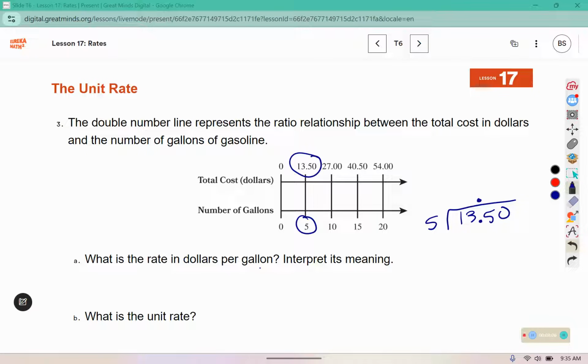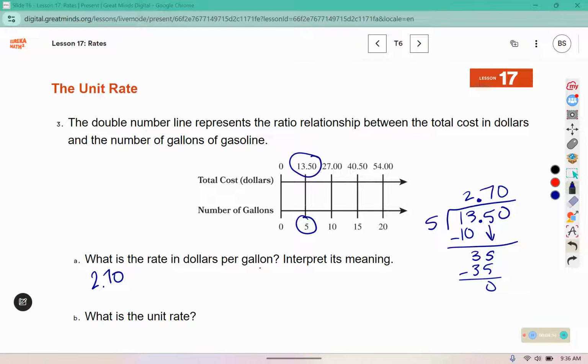Make sure your decimal is lined up. 5 doesn't fit into 1, but it fits into 13 2 times. 2 times 5 is 10. 13 minus 10 is 3. Bring down the 5. 5 fits into 35 7 times. So we have 270.